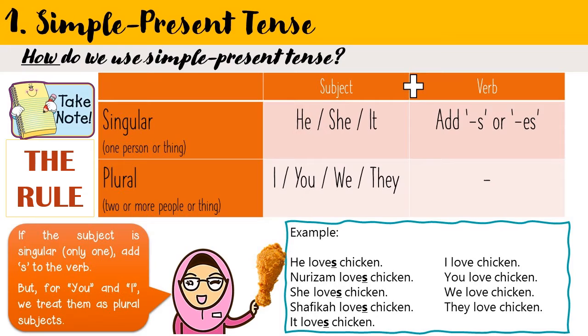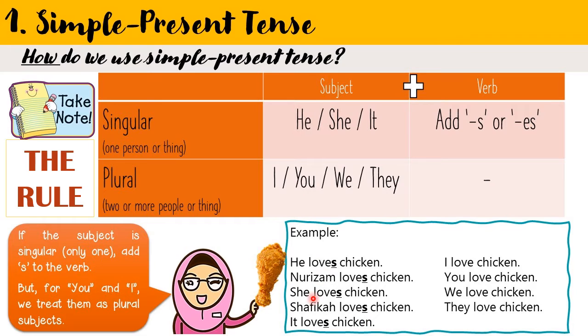Now, how do we use simple present tense? This is the rule that you have to remember. If the subject is singular, just one person or one thing, usually it is he, she, it, right? This is the pronoun. So what you do to the verb is you add s or es, okay? So for example, he loves chicken. Nurizam loves chicken. She loves chicken. Shafiqah loves chicken. It loves chicken. Okay, the cat loves chicken.